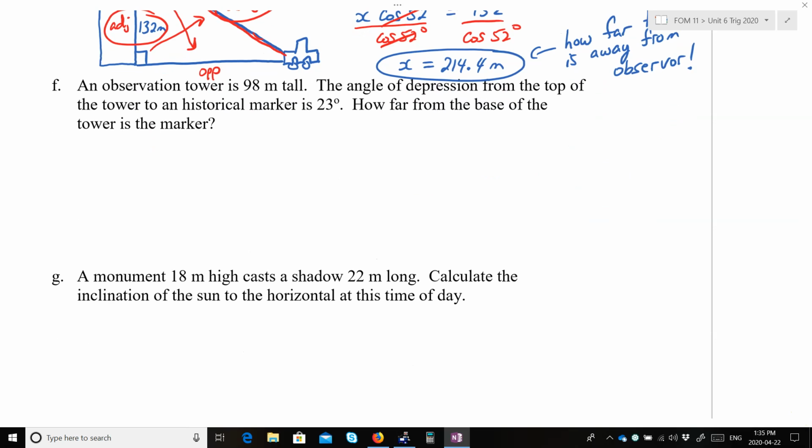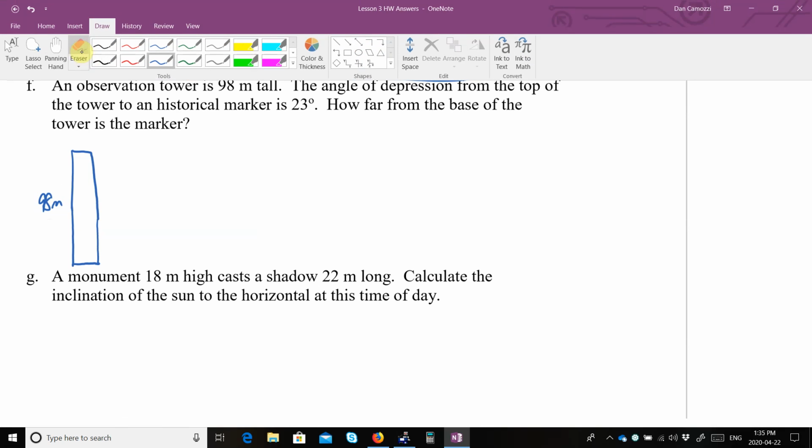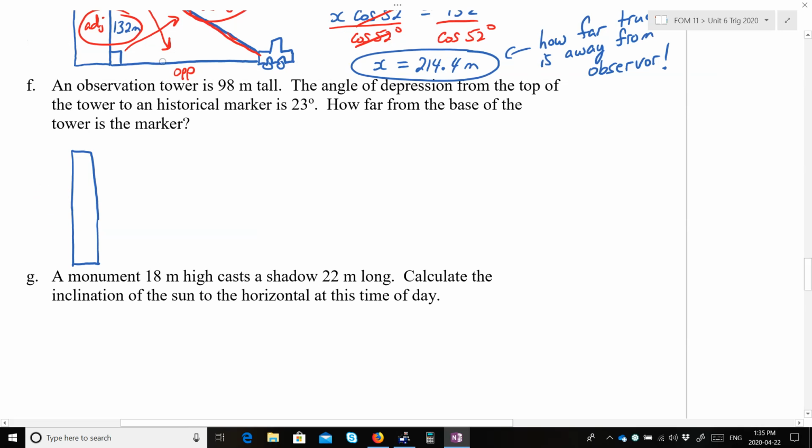Okay, let's try letter F. An observation tower is 98 meters tall. The angle of depression from the top of the tower to a historical marker is 23 degrees. How far from the base of the tower is the marker? Okay, so we've got a tower again. And it says that this is 98 meters tall. The angle of depression from the top of the tower to an historical marker is 23 degrees.